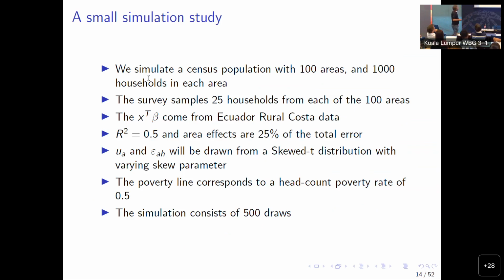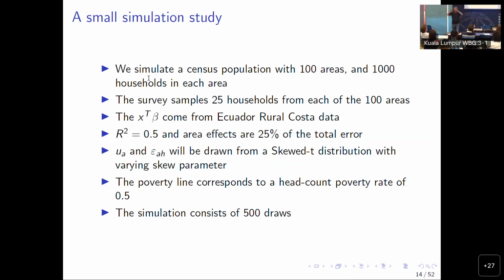Okay, now we do a small simulation study. And again, I did this over the weekend, so it's rather incomplete, but I just want to give you a flavor. We simulate a population census with 100 areas. Think of them as districts. In the census, there are 1,000 households in each district. The survey samples 25 households at random from each district. The X-betas I borrowed from the first poverty mapping study that was done in Ecuador 20-something years ago.